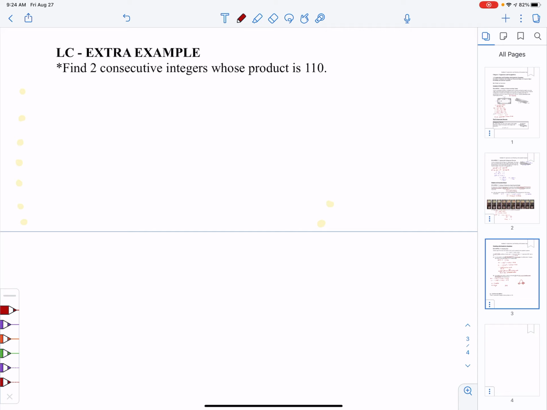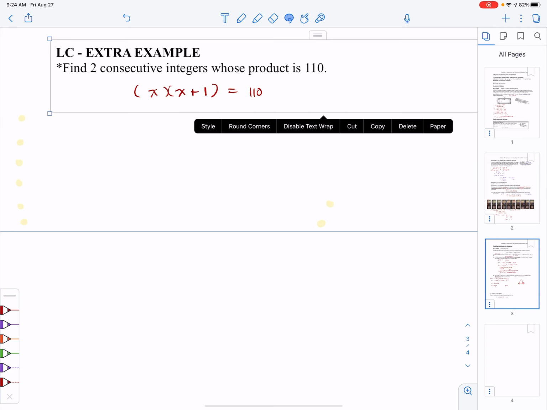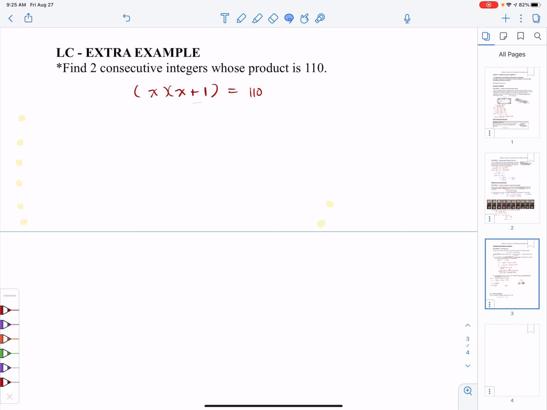So the first thing that we'll do is set up an equation. Notice that I have x times x plus 1. Now think about this. Are these going to be consecutive numbers? If this is 3, this is 4. If this is negative 17, this one is going to be negative 16. So yes, these are consecutive numbers.